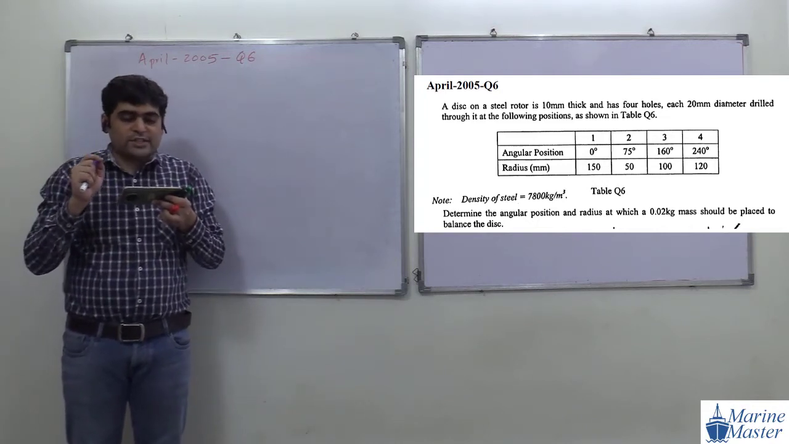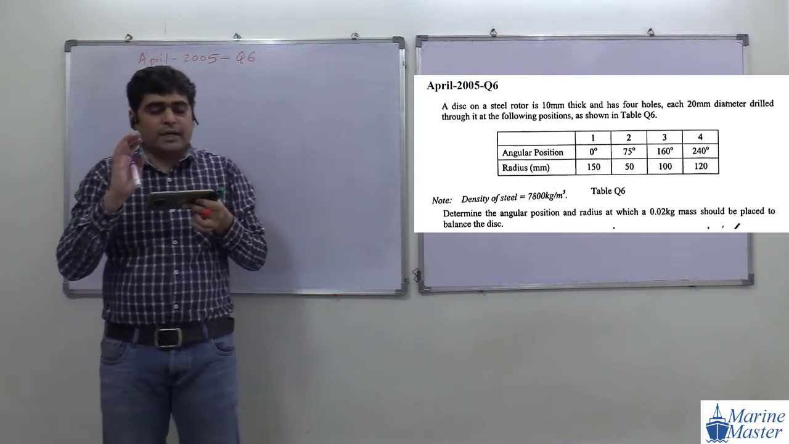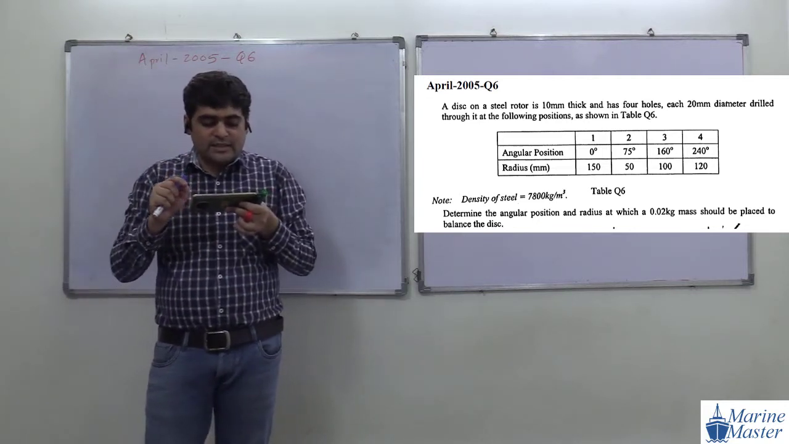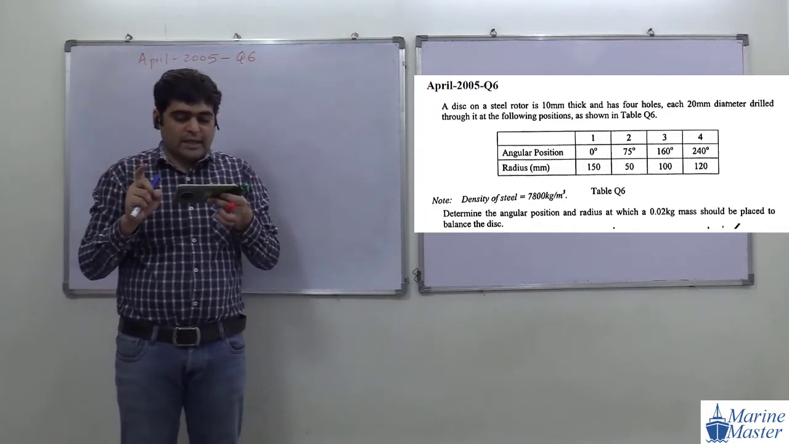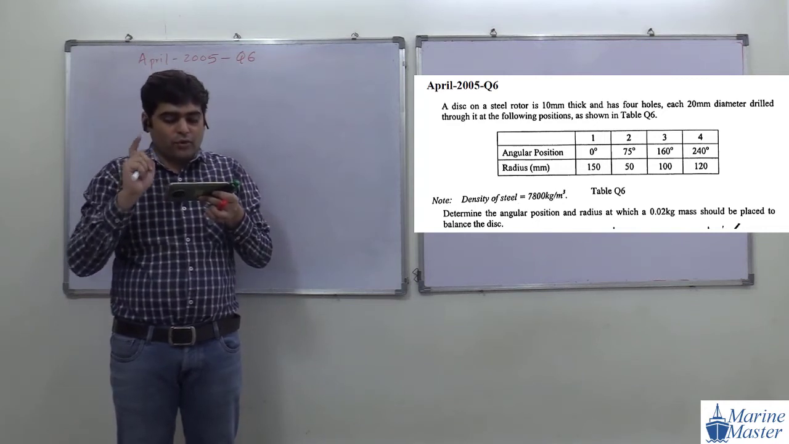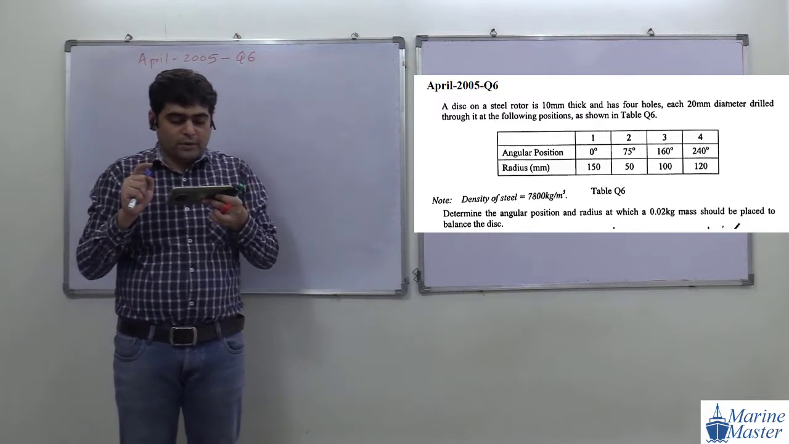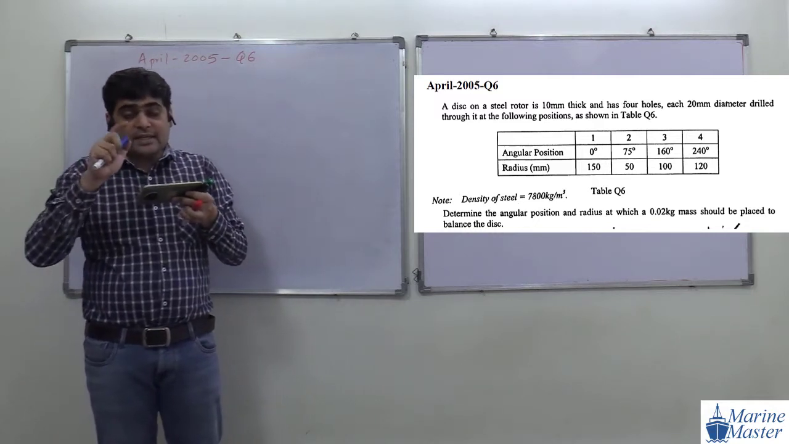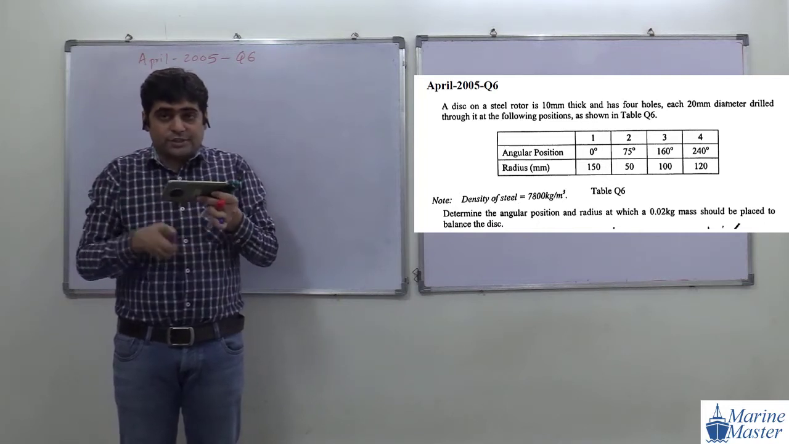A disc on a steel rotor is 10 mm thick. What do we have? We have one disc. It is a steel rotor which is 10 mm thick and has 4 holes. How many holes are in the disc? 4 holes. Each hole has a diameter of 20 mm through it. Okay. The disc is how much? 10 mm thick. Okay. Now try to see the scenario here.